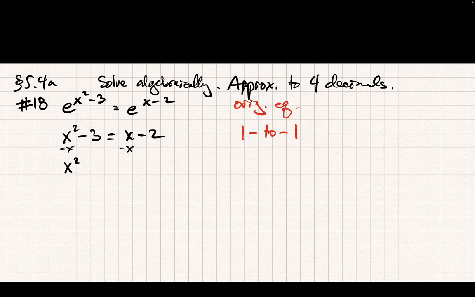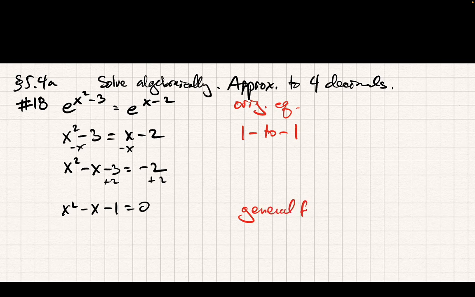I'm going to do one step at a time, because if I do more steps at a time, it can lead to confusion. So this gives me x squared minus x minus 3 equals minus 2. And you would add 2 to both sides. That gives me x squared minus x minus 1 equals 0. And this is general form.